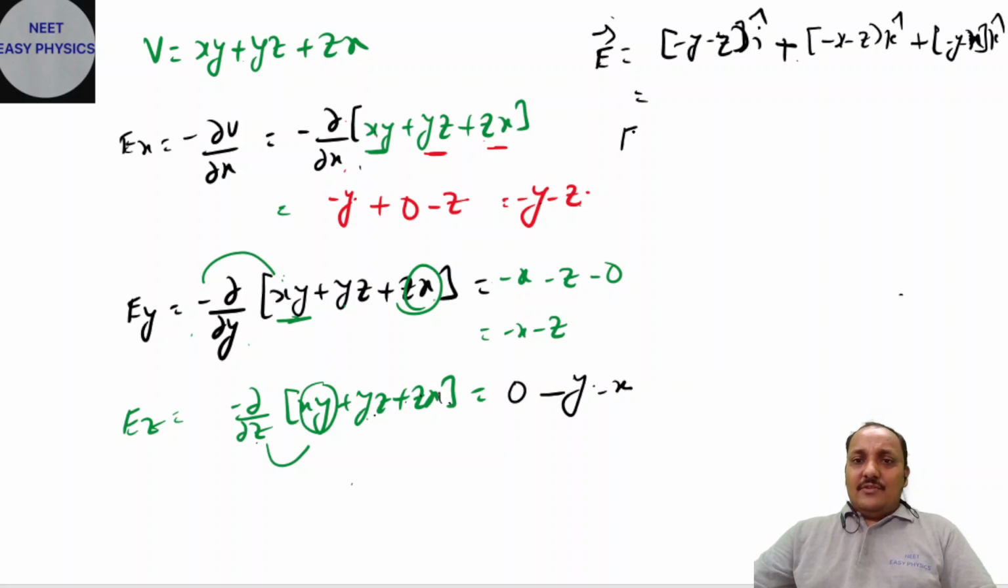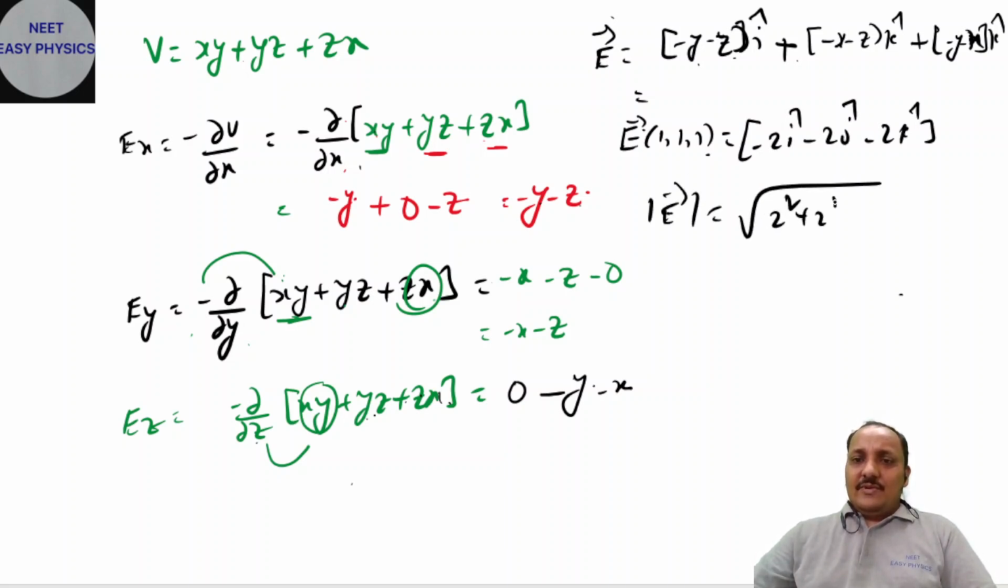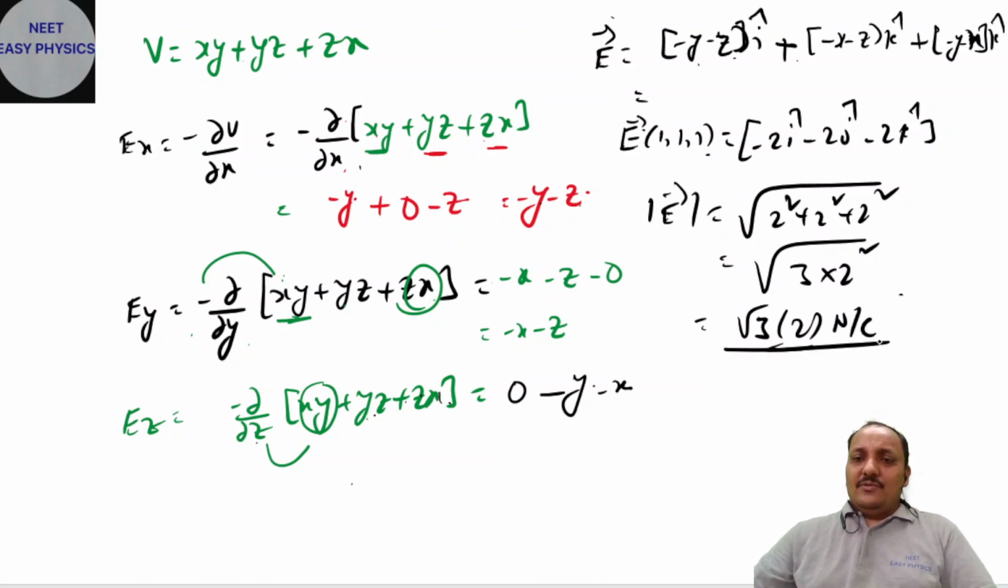Now where are you going to calculate E bar? If you want to calculate E bar at 1 comma 1 comma 1, because at 0 all these will be 0. 1 comma 1 comma 1 means you have to keep all ones. Then minus 1 minus 1, minus 2 i cap, minus 2 j cap, minus 2 k cap. Then what is the magnitude of E bar? Root of 2 square plus 2 square plus 2 square, so 3 times 2 square, so root 3 times 2 Newton per Coulomb.